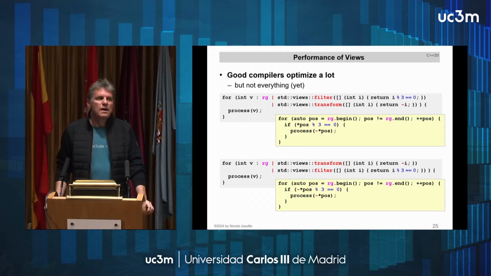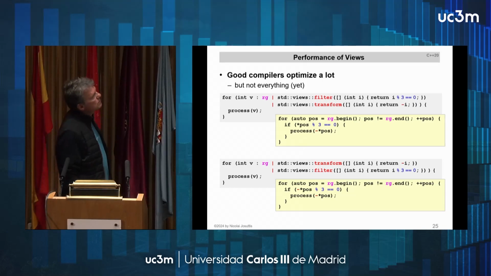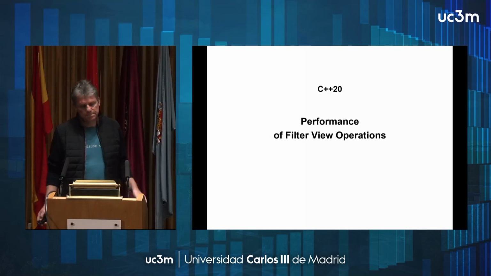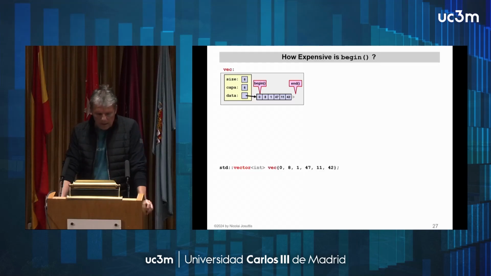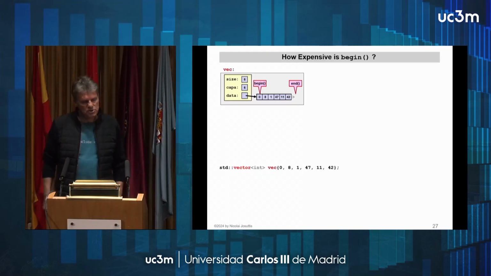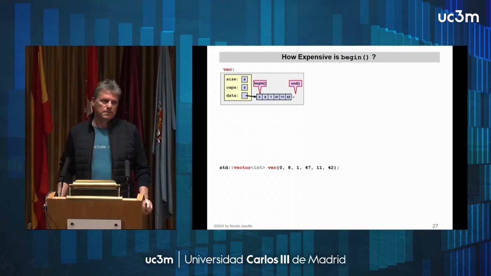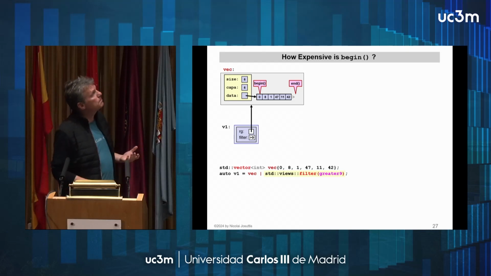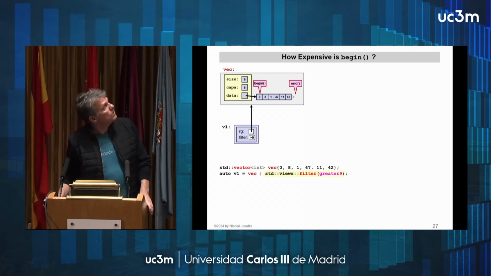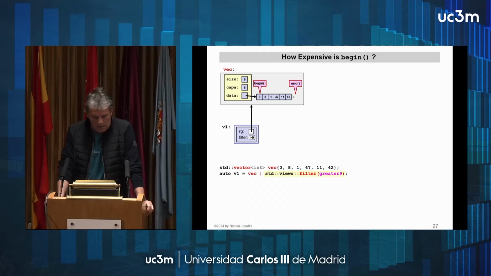Is this the only thing that worries us about performance? Well, let's look at the individual operations called here. One interesting operation I would like to look at is begin. So assume I have a filter on a vector, accepting all the values that are greater than 9, where the vector internally has all the values stored in some heap memory.